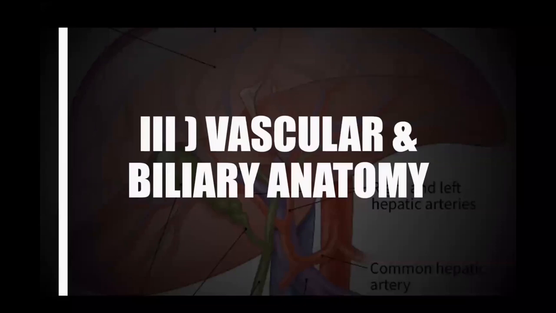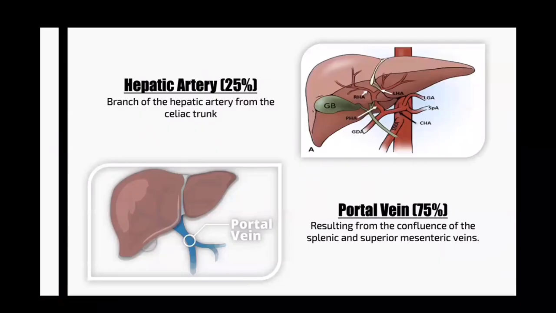After mobilization of the liver, now we are dealing with vascular and biliary tree anatomy. The liver is a highly vascular organ with a double blood supply in the form of the hepatic artery, which represents 25% of the blood volume, and the portal vein, which gives 75% of the blood volume.